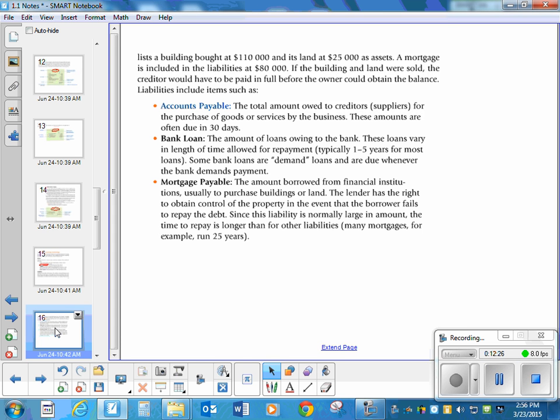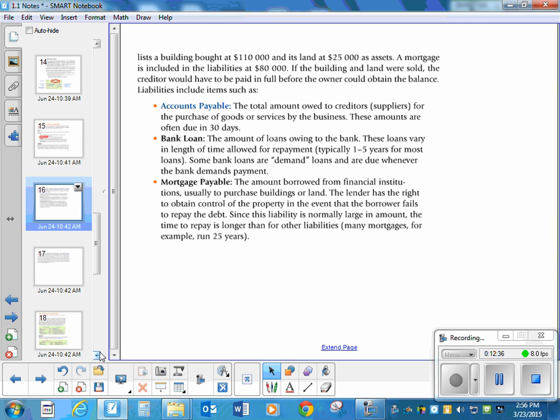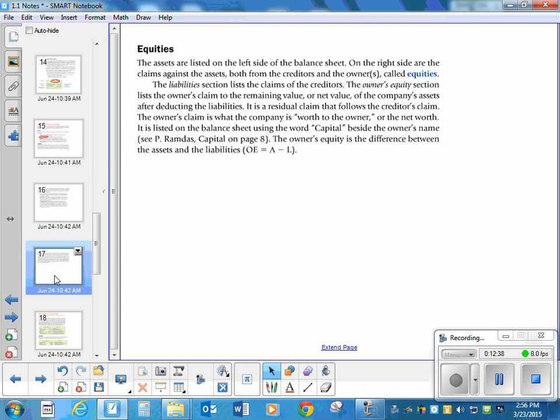Bank loans are another type of liability, and same with mortgages. And remember, I told you that mortgages are a long-term loan that goes over usually 25 years. And then we have equities, which is basically where your owner's equity goes.